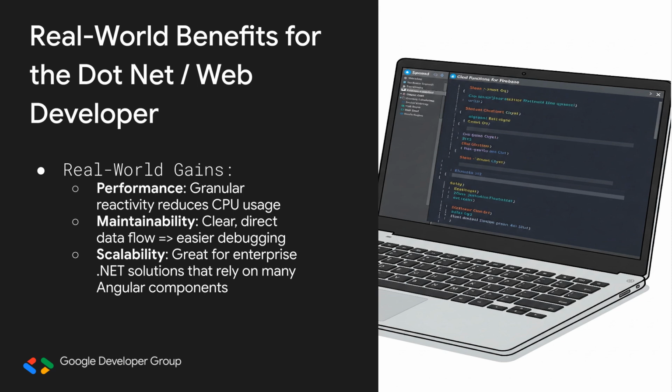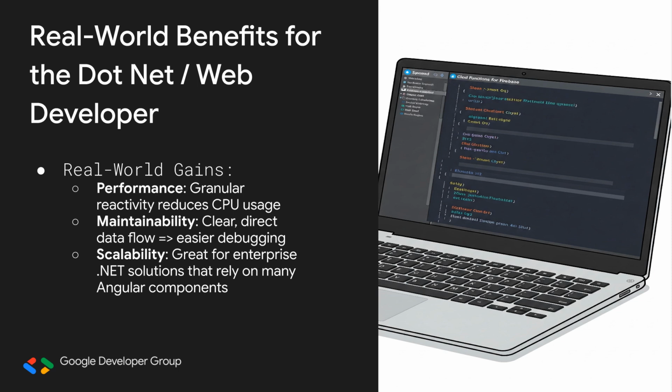Oh, there are so many reasons to care about this. First of all, performance. Signals have the potential to dramatically improve the performance of your applications by only updating what absolutely needs to be updated. You can reduce CPU usage, make your UIs smoother, more responsive, especially in large applications.